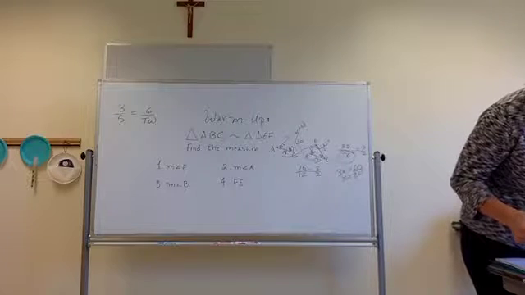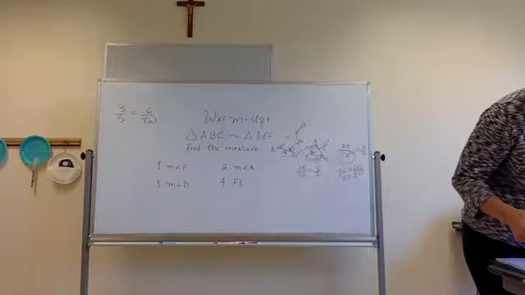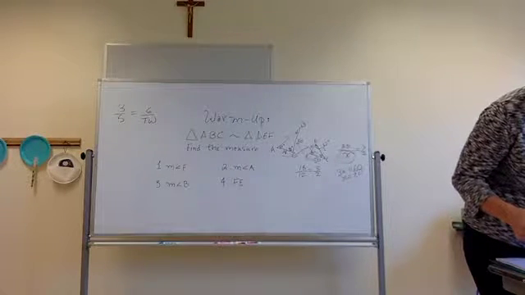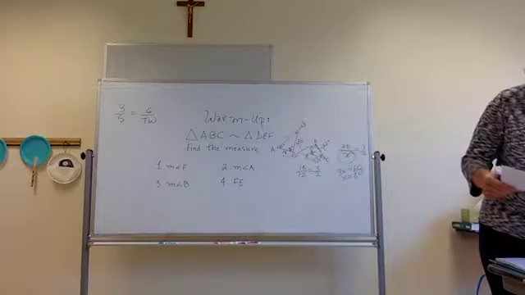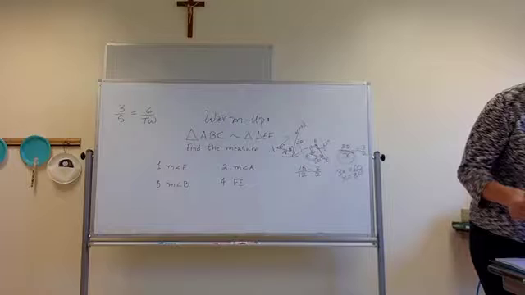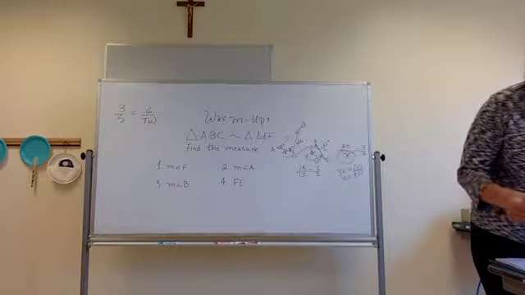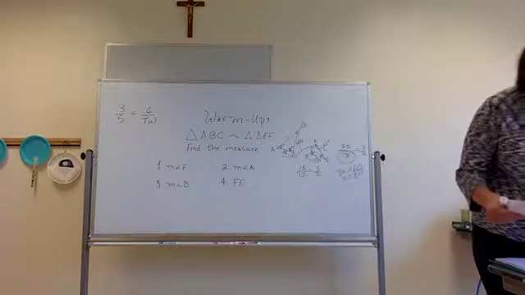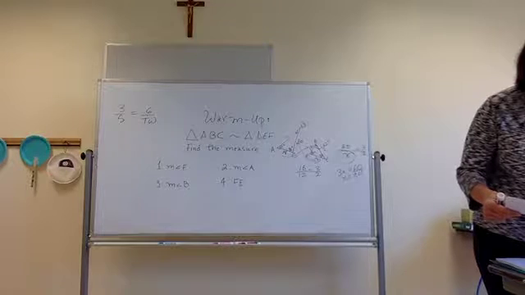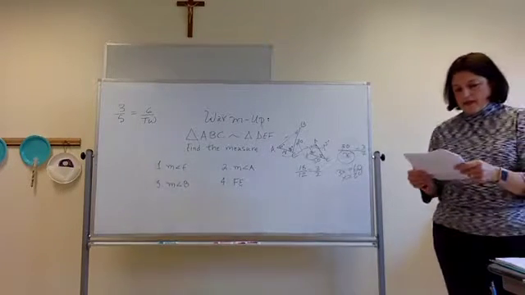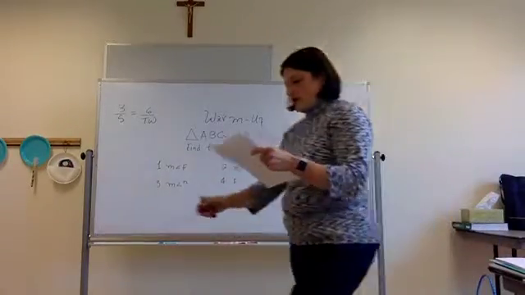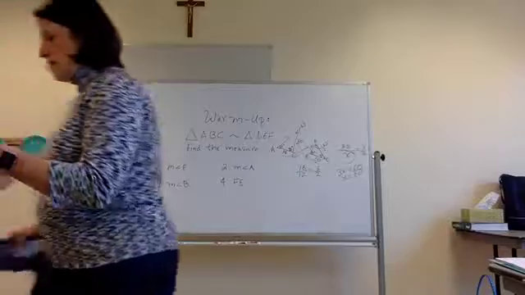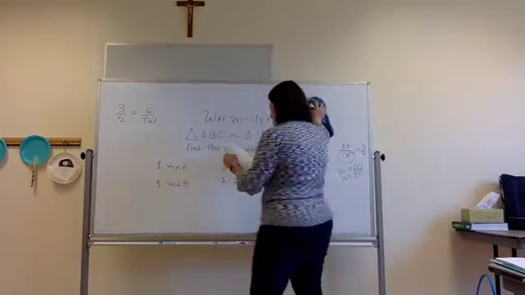Okay, so it says writing similarity statements. Use the information given to list all the pairs of congruent angles and write the statement of proportionality for the figures. So that means you got to write those ratios. Okay, so Jonathan, tell us about the angles. Angle J is congruent to angle W. Angle K is congruent to angle X. Angle L is congruent to angle Y. And angle M is congruent to angle V. Good.